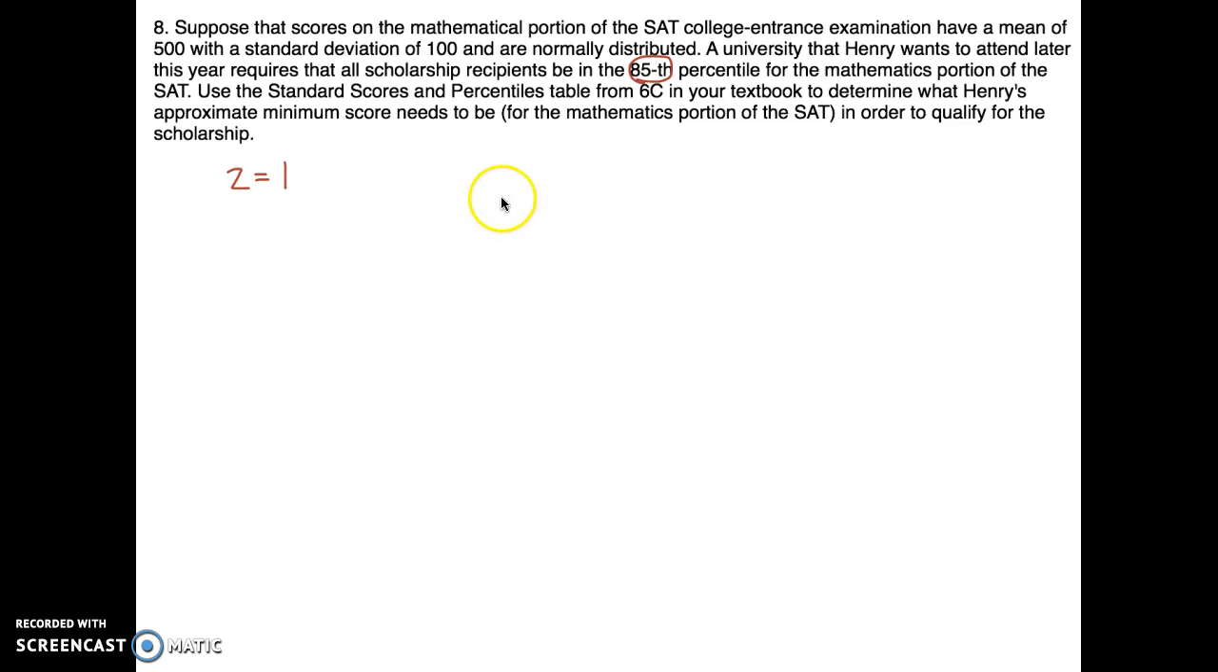So if we look at the formula, we're going to have the z-score is equal to the data value. Well, we don't know what the data value is. That's what we're actually looking for, because we want to determine what the minimum score needs to be. So we want to find what the score is. So let's just put x minus the mean, which is 500. And then we're going to divide that by the standard deviation.